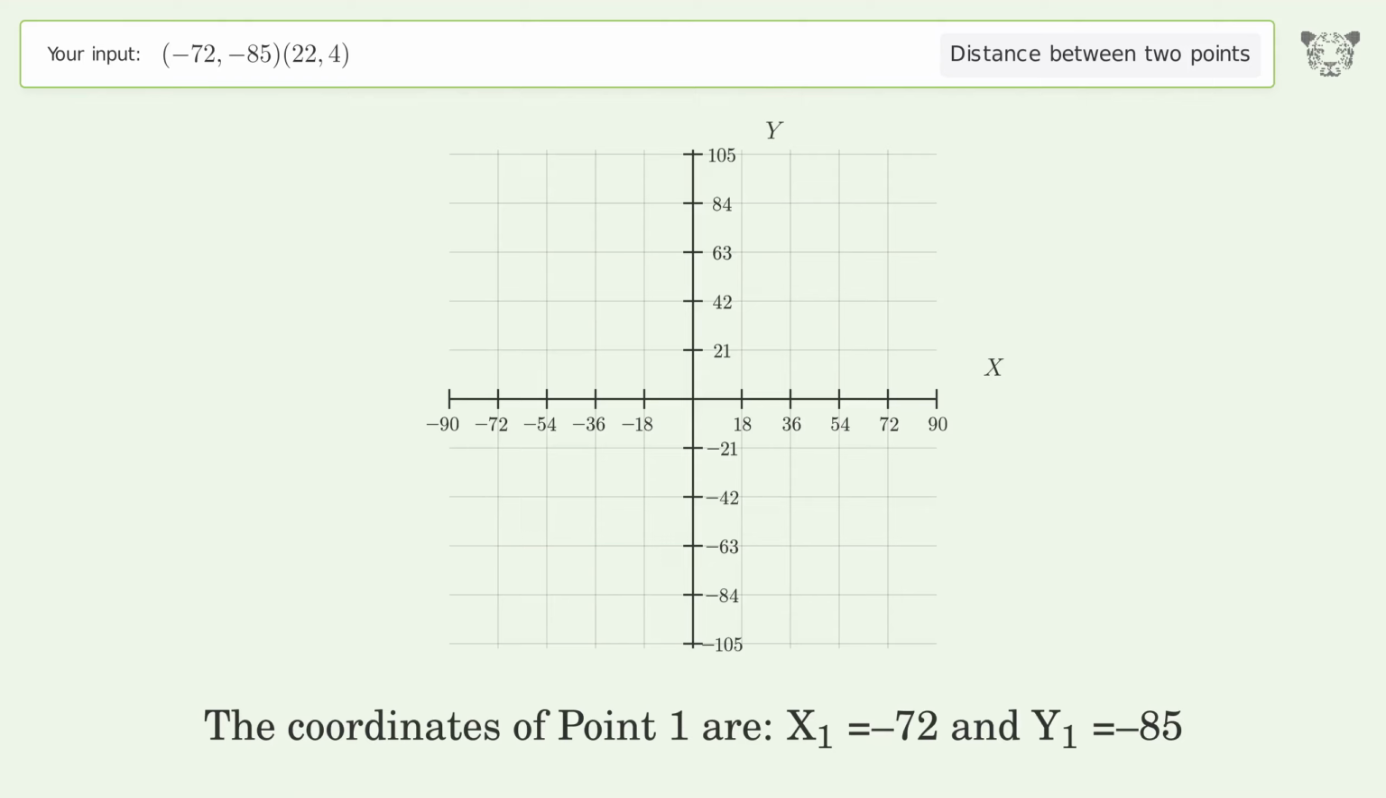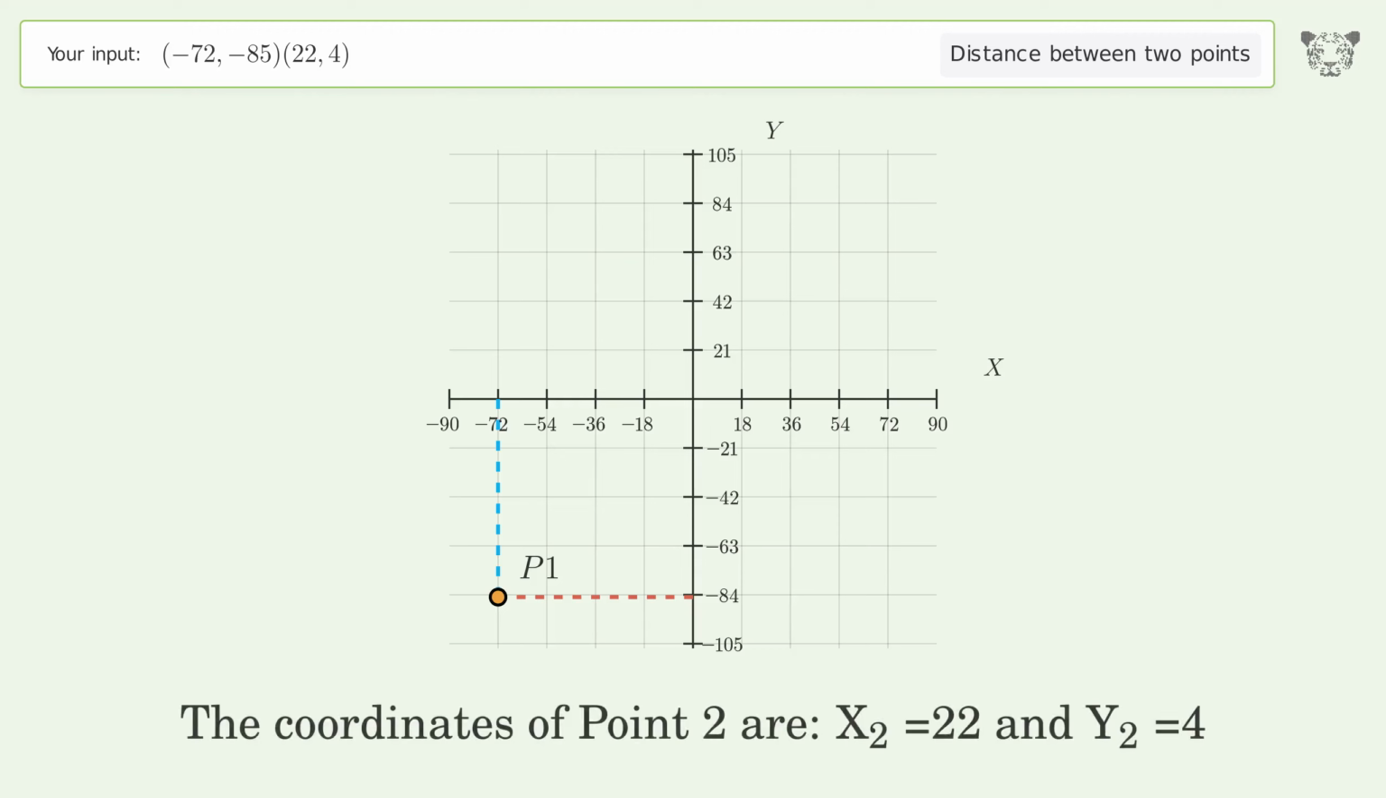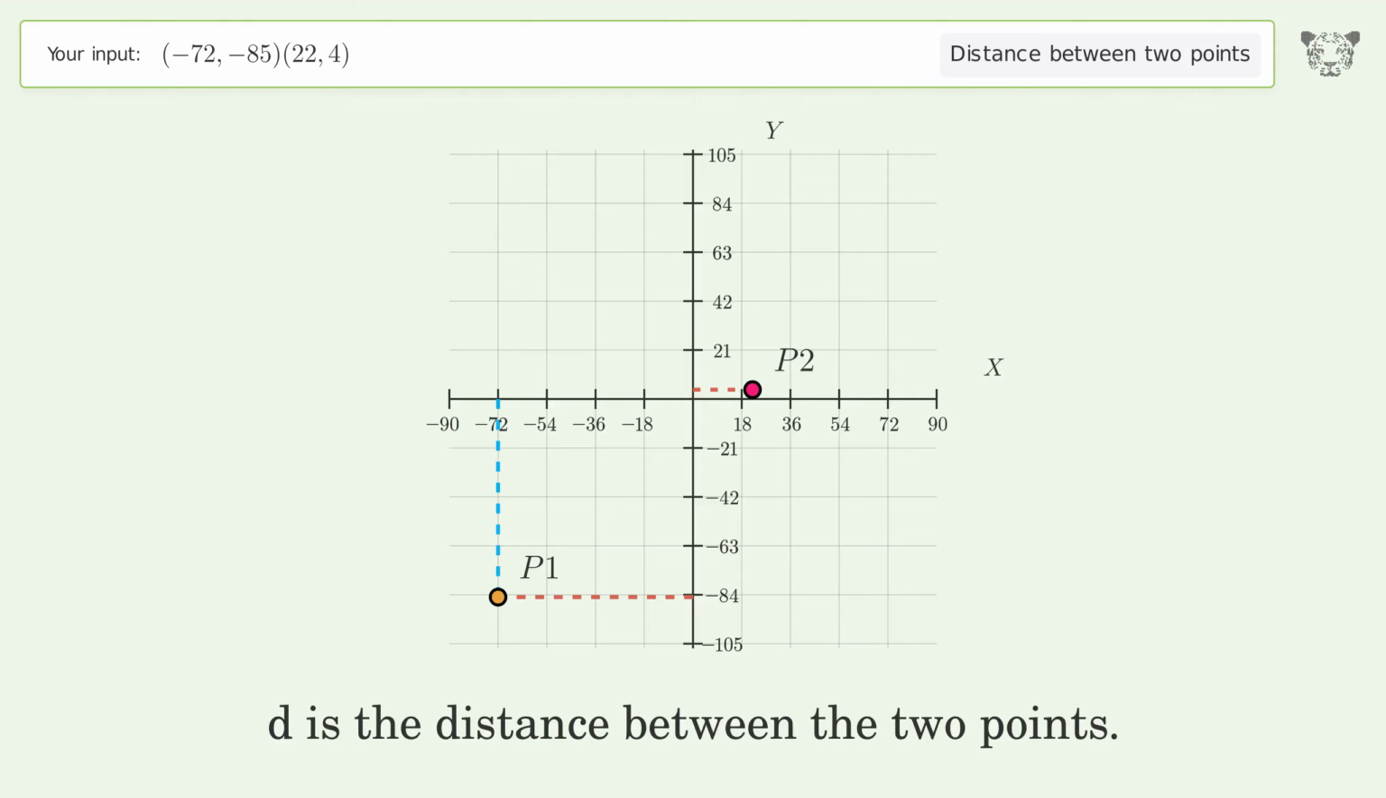The coordinates of point 1 are, x1 equals negative 72 and y1 equals negative 85. The coordinates of point 2 are, x2 equals 22 and y2 equals 4. D is the distance between the 2 points.